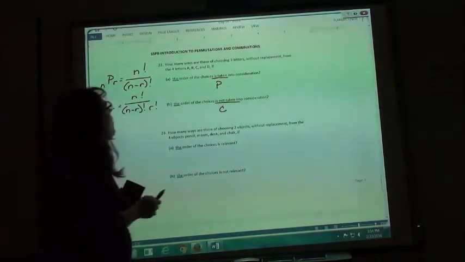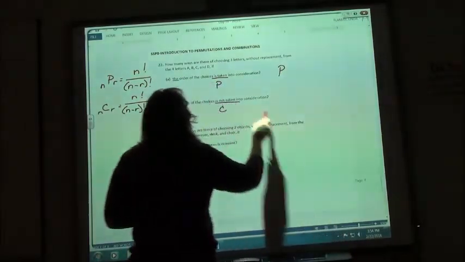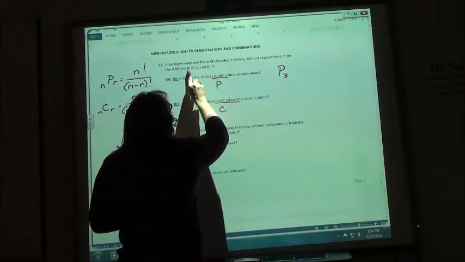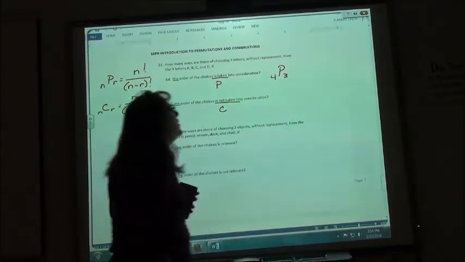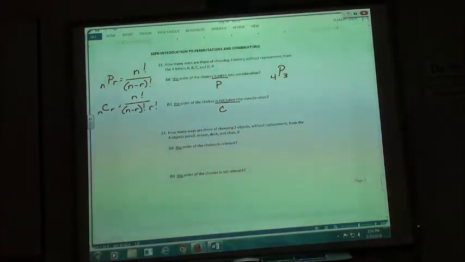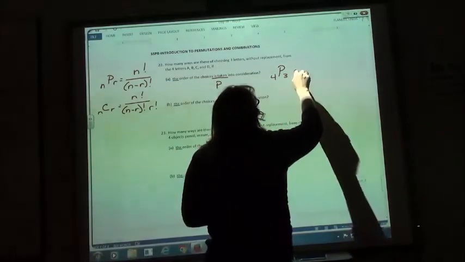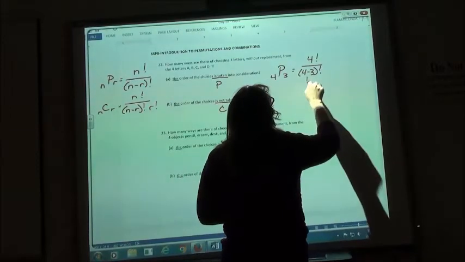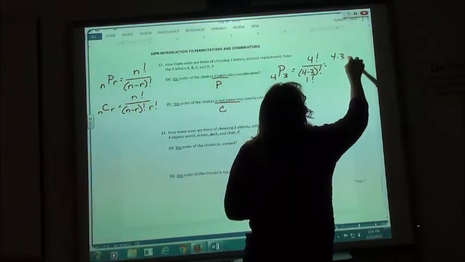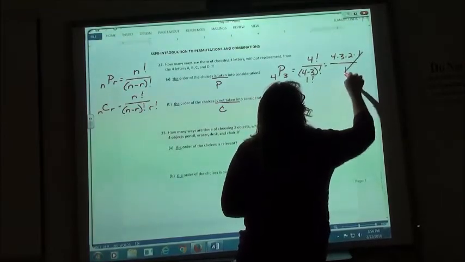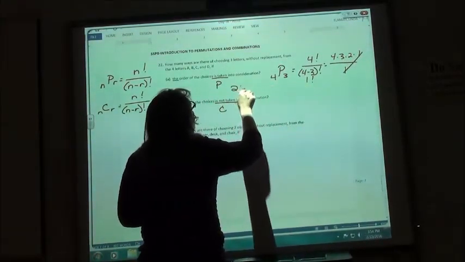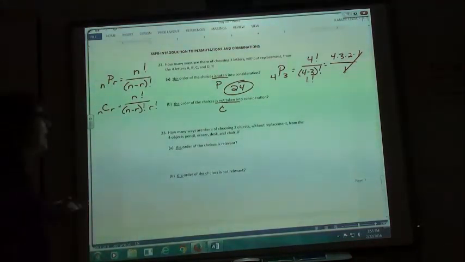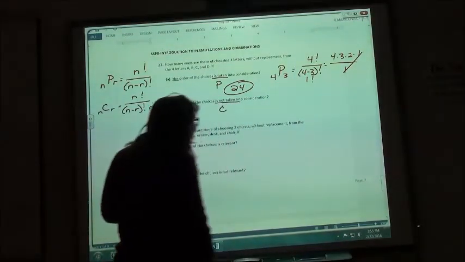So, for my permutation, it wants to know how many ways there are of choosing 3 letters from the letters A, B, C, D, 4 choices. So I have 4 objects, I'm going to take 3 of them at a time, and I'm going to figure out my permutation. So 4 factorial over 4 minus 3 factorial, which is 1 factorial. 4, 3, 2, 1 over 1, 12 times 2 gives me 24 different arrangements that I could have. A, B, C would be different than C, B, A.